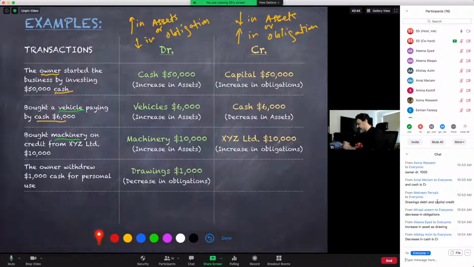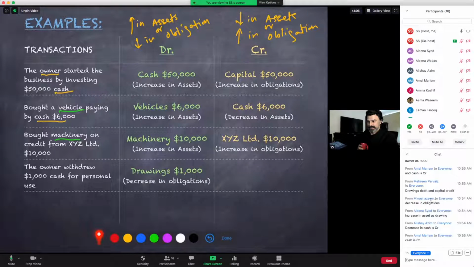Why are we debiting drawings? Because drawings debit represents decrease in our obligation. Obligation towards whom? Obligation towards our owner, right? Now we come to the credit part. What to credit? Alicia says decrease in the cash is credited. Very good. Anyone else? Capital, Mehreen says drawings debit and capital credit. Remember, Mehreen, drawings is a part of the capital. So drawing is being debited.